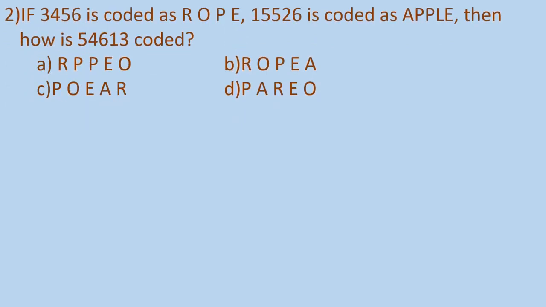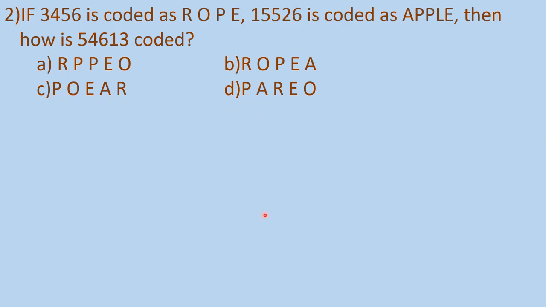Now in question number 2, if 3456 is coded as ROPE, and 15526 is coded as APPLE, then how is 54613 coded? And our options are: in A, RPPEO; in B, ROPEA; in C, POEAR; and in D, PARE.